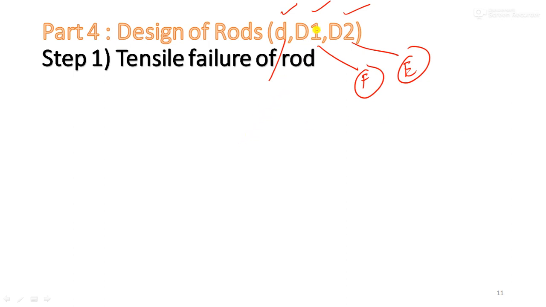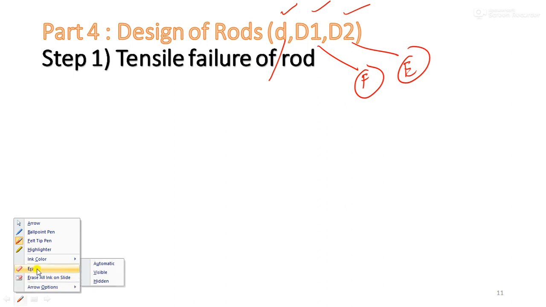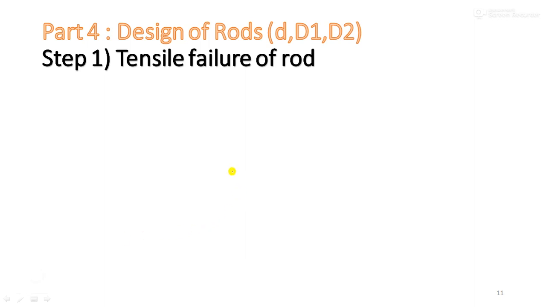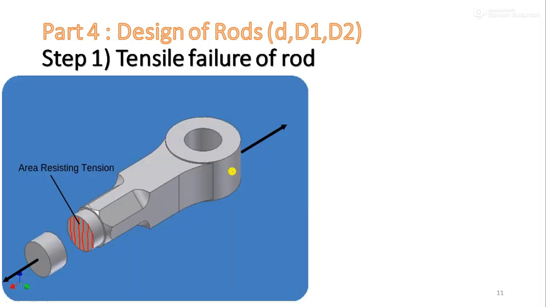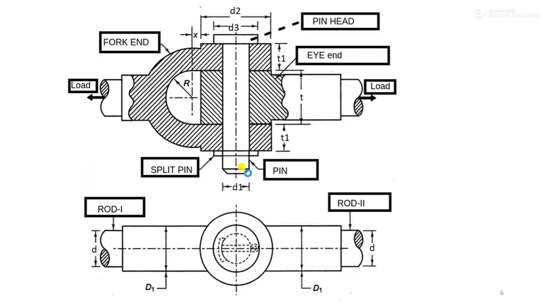So D1 and D2 we will find by using empirical relations, and for D we have to do the stress analysis. To find out D, that is the first step, is to find out the diameter of the rod. Very important step. So step 1 is the tensile failure of the rod. Now let us understand. So we know the diameter of the rod D. I will just move back for more clarity.